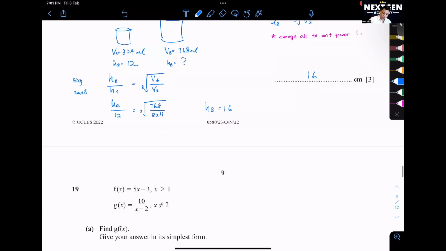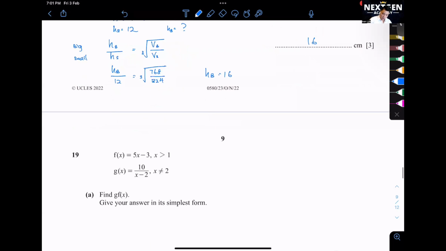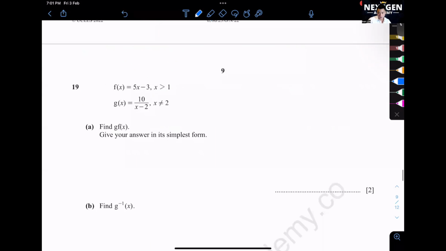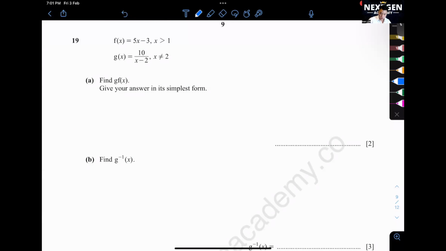Next question, question 19. Find gf(x), given f(x) and g(x). What kind of question is this? If you're not so sure, write down: this one is a composite function type of question, which is function under chapter 8 in my notes. Go to chapter 8.6 and you can find this. How to do composite functions is a very fixed method that you need to know.